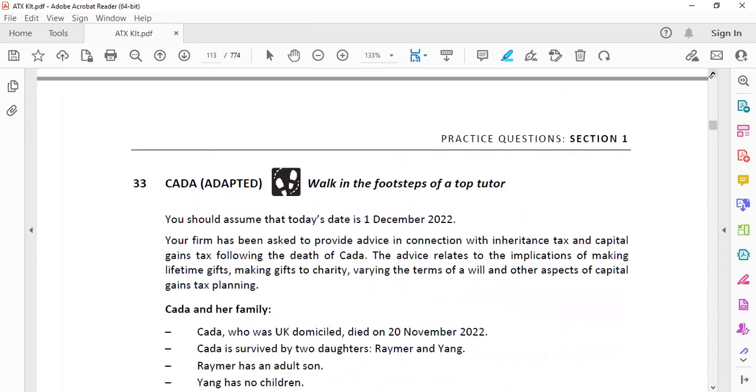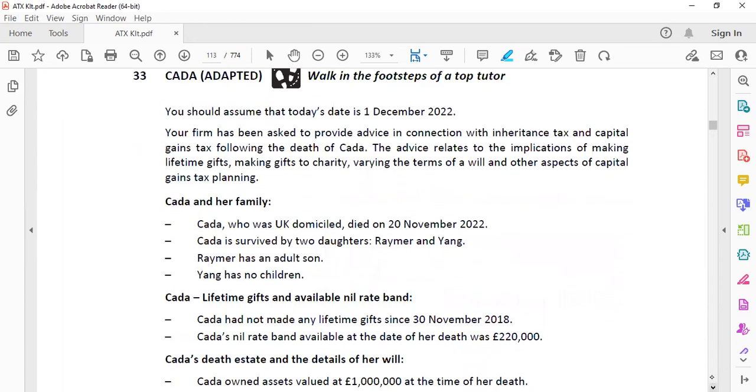Let me discuss the question first. You should assume that today's date is 1st December. Your firm has been asked to provide advice in connection with IHT and CGT following the death of CADA. The advice relates to the implication of making a lifetime gift, making a gift to charity, varying the terms of a will, and other aspects of CGT planning. So there are four areas.